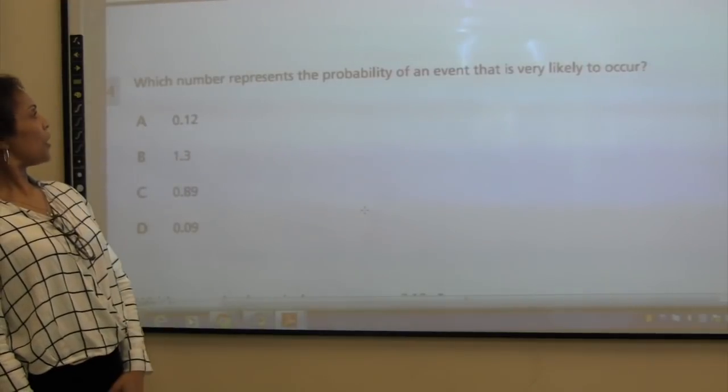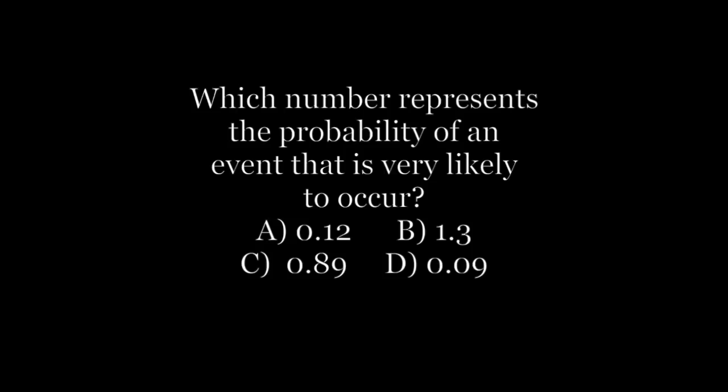Okay, so we have our question in English. Which number represents the probability of an event that is very likely to occur?